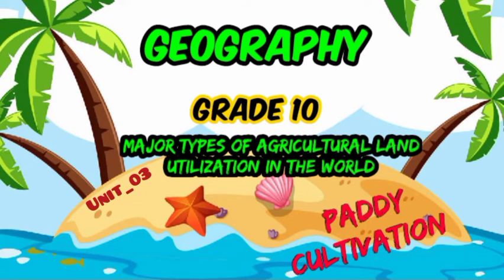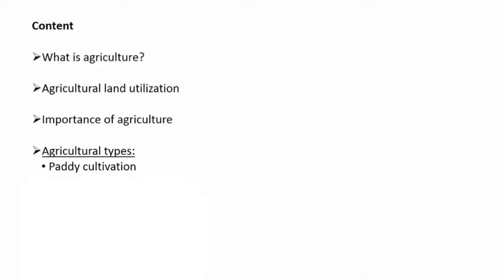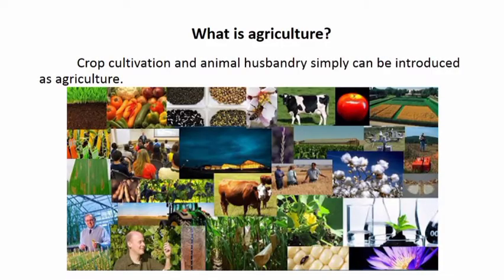Dear students, you are going to study Grade 10 Geography Unit 3. The lesson is Major Types of Agricultural Land Utilization in the World. From this video, I discuss what is agriculture, agricultural land utilization, importance of agriculture, agricultural types, and paddy cultivation.